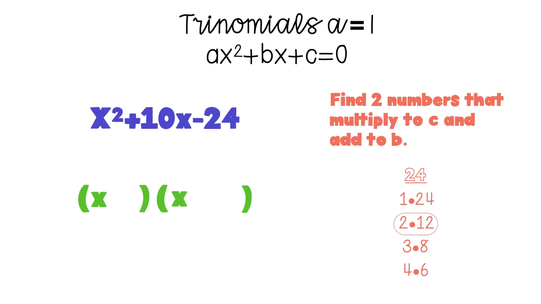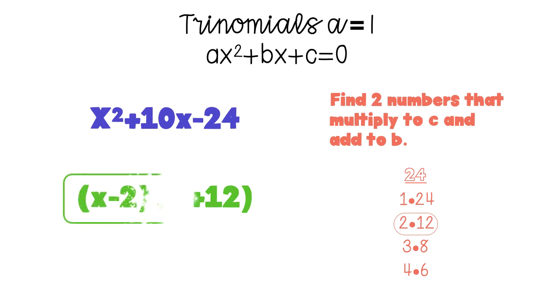Now you may be thinking, wait a second, 4 and 6 can also give me 10. So let's look back at the problem. It's actually a negative 24 and a positive 10. I need two numbers that multiply to negative 24 and add to positive 10. I cannot do that with 4 and 6. However, I can do that with 2 and 12. It's just that the 2 needs to be negative and the 12 needs to be positive. This is my factored answer.